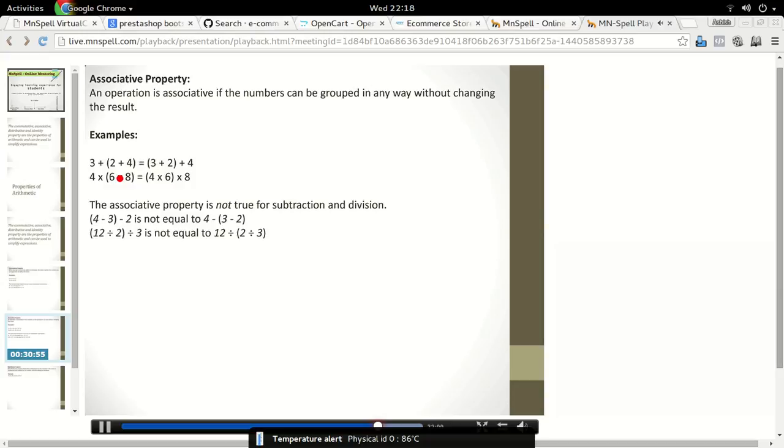So even if we are changing the groups, even if we are changing the order of the numbers, the result is same. This is also true in case of multiplication, but when we move on to subtraction and division, we are not going to get the same result. So associative property also holds for addition as well as multiplication.